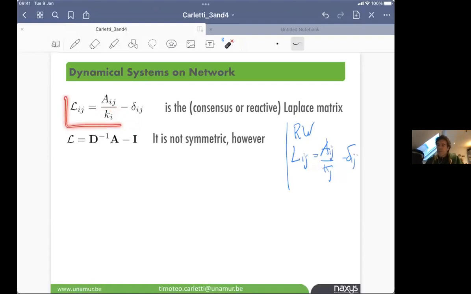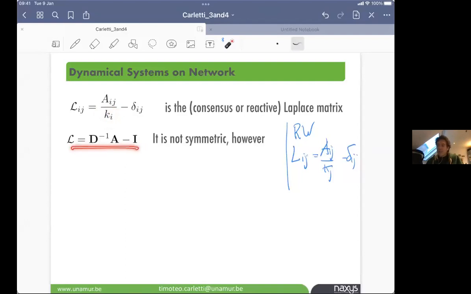Okay, so this matrix is again a Laplace matrix that is called in the literature consensus, because you are trying to make an average of people, say, discussing around you. So node i feels a consensus about the opinion discussed in the average node. Or reactive, because it's the kind of reaction due to the nearby nodes. So if you write this matrix in matrix notation, you have D^-1 multiplying A from the left, where D is the diagonal matrix with the degrees, A is again the adjacency matrix, and I is the identity.